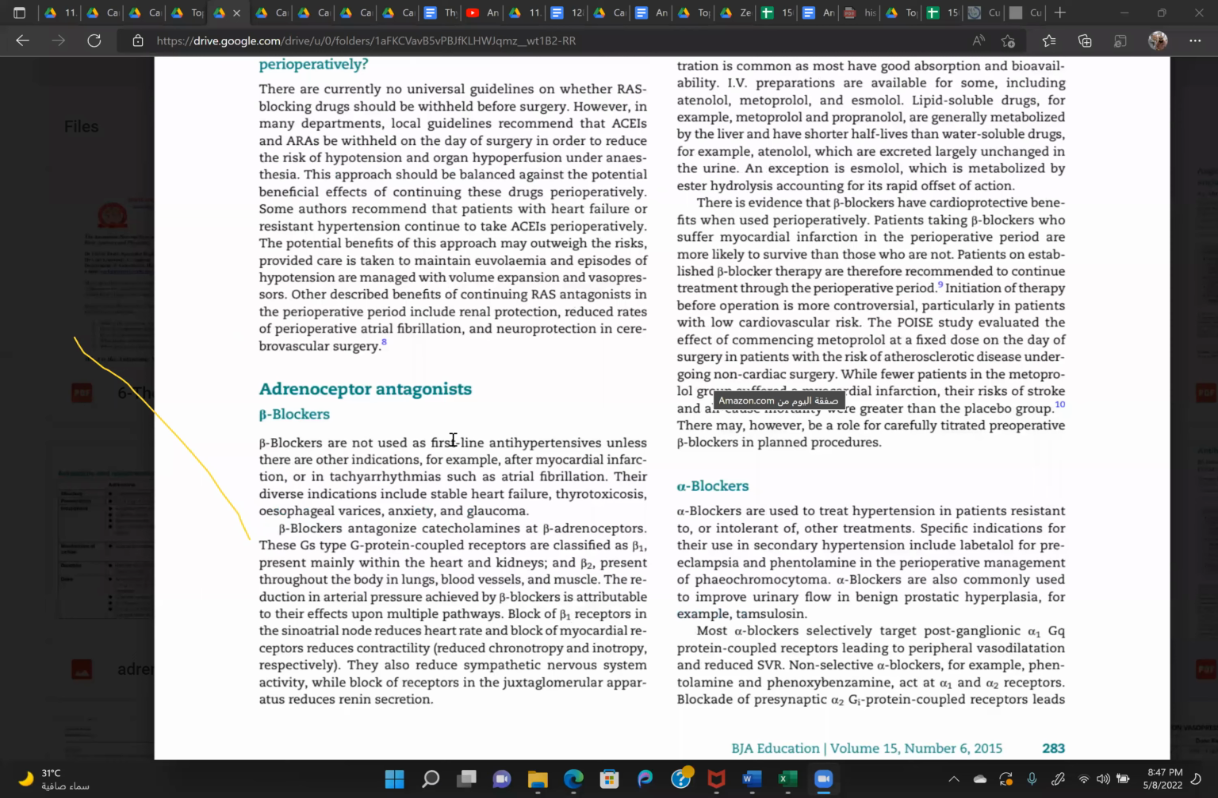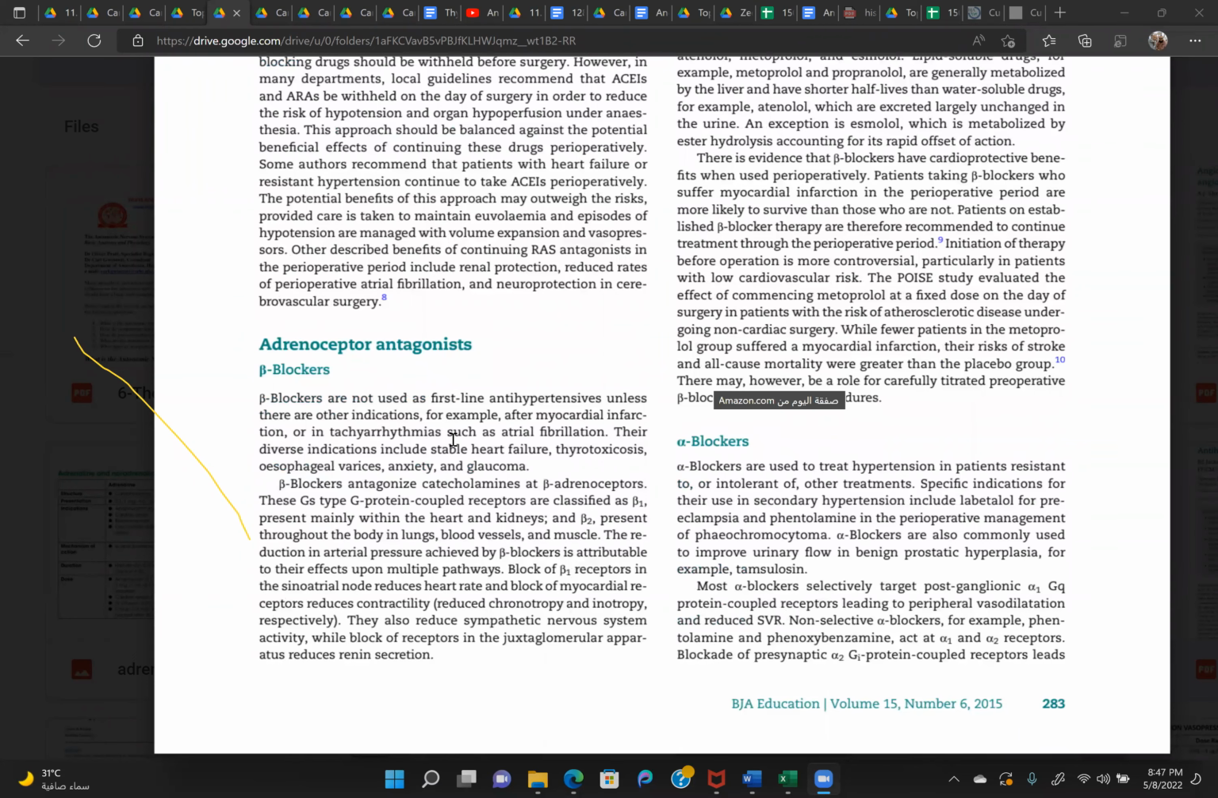Basically, they are not directly antihypertensive drugs. They are used primarily for cardiac protection, to reduce heart rate, to improve the myocardial oxygen supply-demand balance. Sorry, myocardial oxygen demand. And yes, they have an effect on blood pressure as well, because when contractility is reduced, there will be a reduction in the blood pressure as well. But you are right that they actually reduce the stress on the heart.